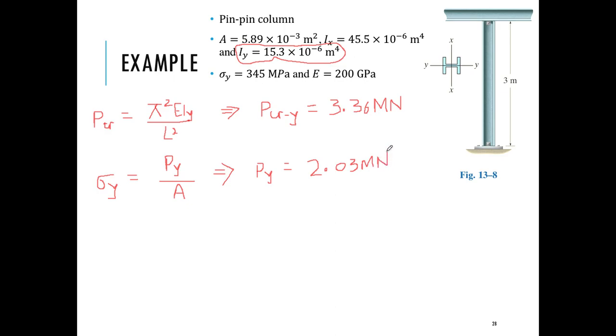Now we need to look back very carefully and have a think. Which one will it be, buckling failure or yielding failure? So let's assume that we have no load acting on this column. And then we start to apply load on it. That is, we start to have a P acting on it, slowly increasing.